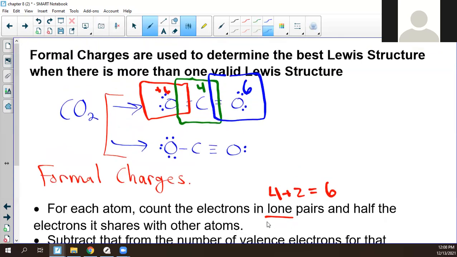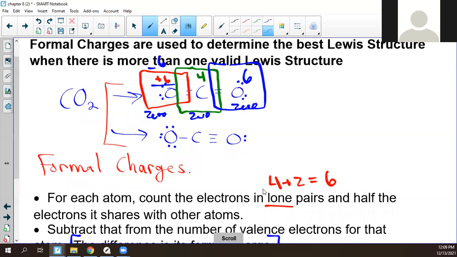Now, when we do this one, you're like, this is stupid. How many valence electrons does oxygen have? 6. So 6 minus 6 is 0. The formal charge on this oxygen is 0. How about carbon? 4 minus 4 is 0. Oxygen, 6 minus 6 is 0. So in this structure, the formal charges are all 0. You okay with that?